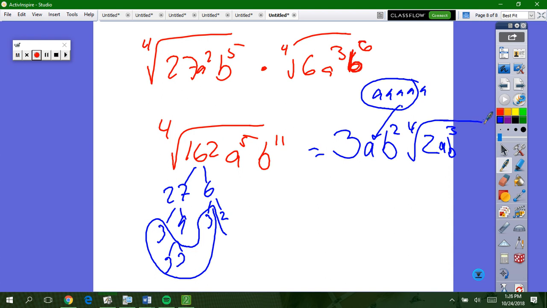Is that my answer? If that was worth 4 points, I'd give you 3 on that. Absolute value around who? Just the A, because it came from an even root, and it is an odd power. Even root, odd power. Get it in your head.